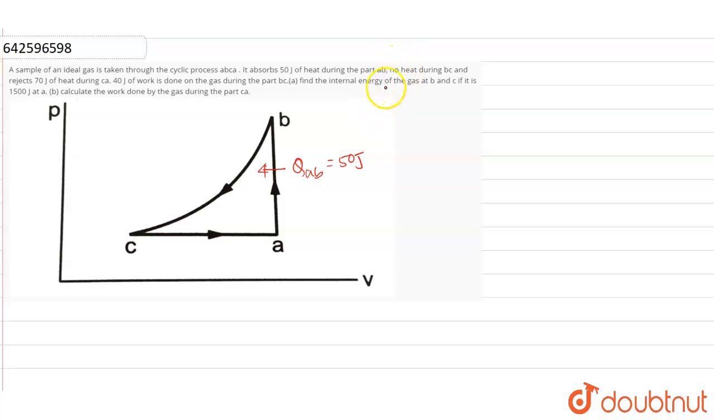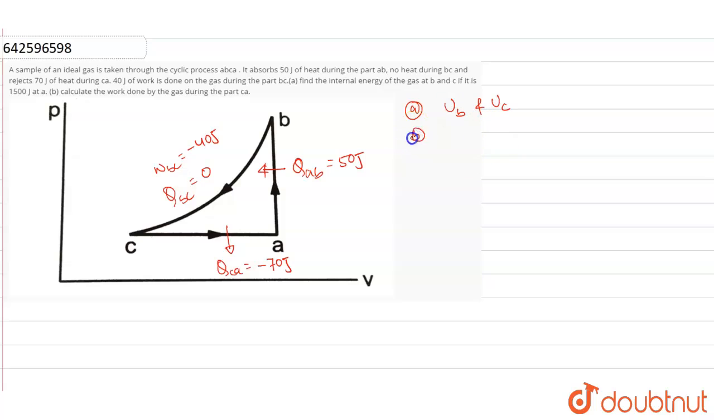And no heat during BC. So in the process B to C, no heat is absorbed or rejected, and it rejects 70 joules of heat during C to A. So it is rejecting a heat of 70 joules. Further, 40 joules of work is done on the gas during part BC. So during the process B to C, work done on the gas is 40 joules. We have been asked to find the internal energy of the gas at B and C. So in the first part we have to calculate the internal energy at B and internal energy at C.